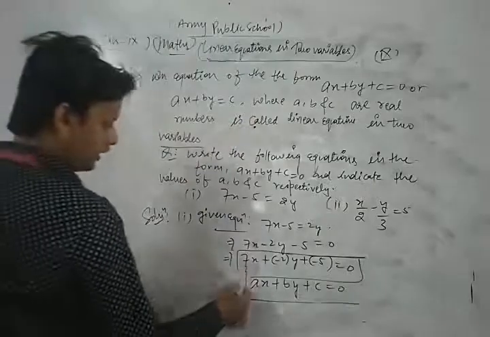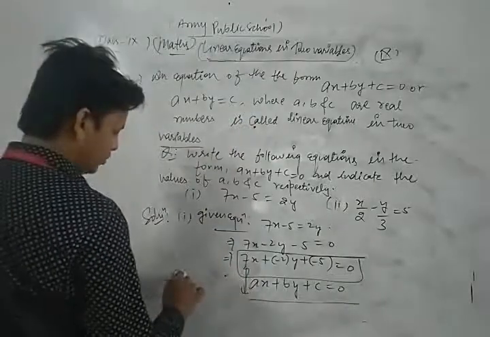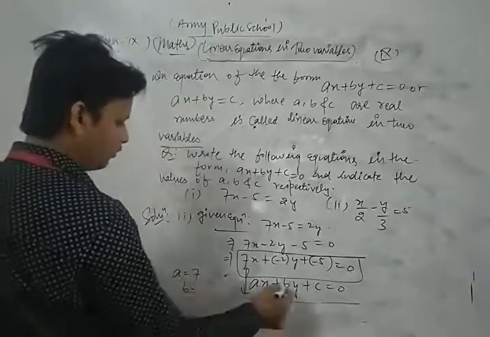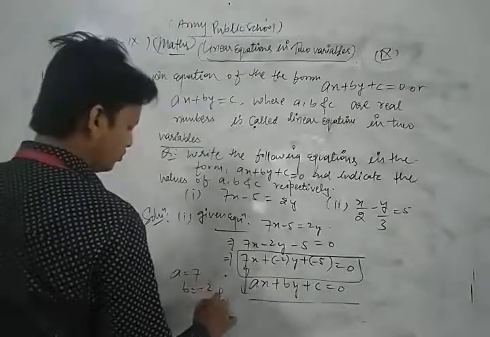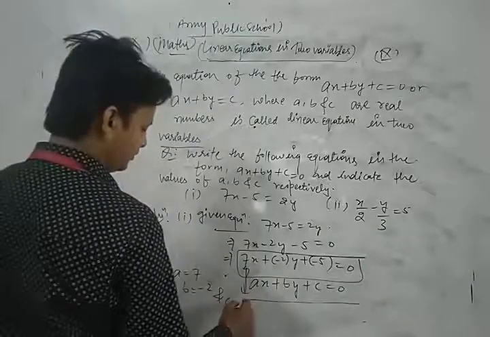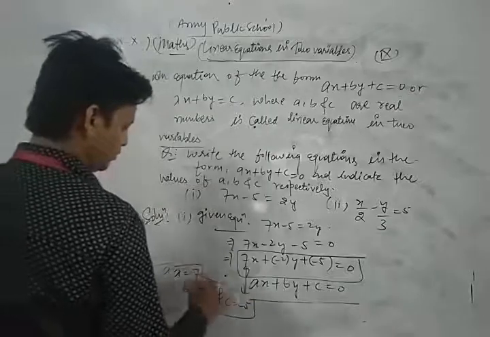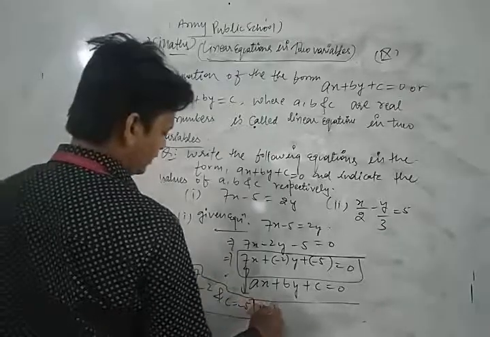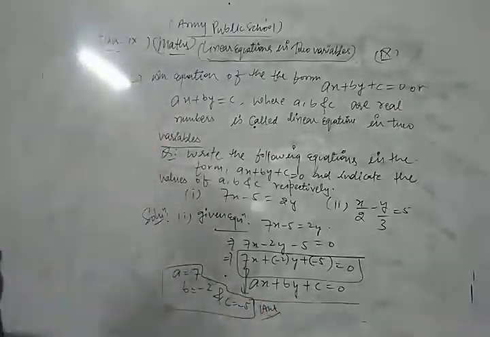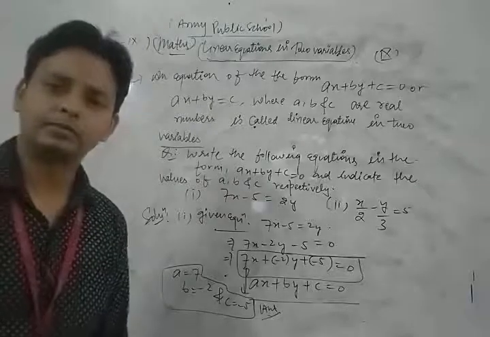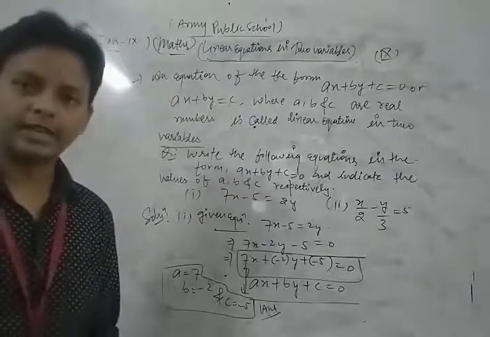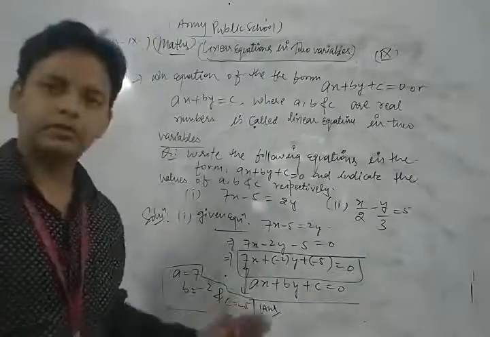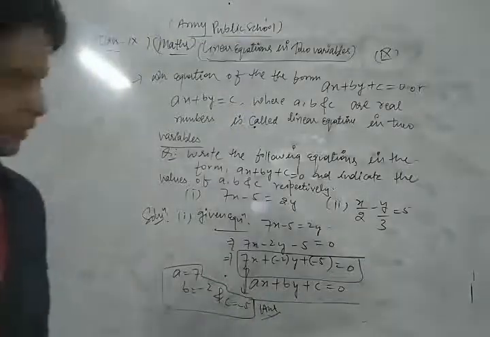Now I'll compare these two equations. So we get a is equal to 7, the value of b is equal to minus 2, and c is equal to minus 5. This is the required solution of the given question. Similarly, we will solve the next part of this question, dear students. Let's see.